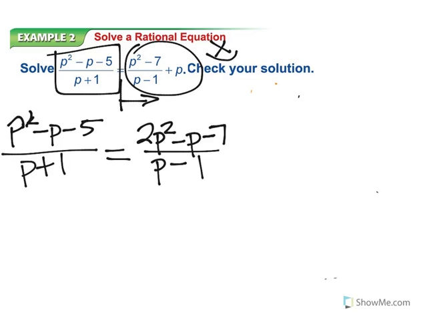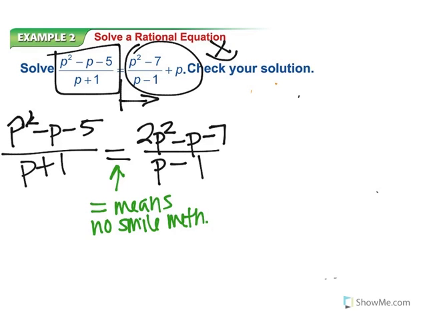From here, we're actually going to cross multiply. Now, since there's an equal sign here, we do not SMILE. Equal means no SMILE method. Okay, all it's going to be is cross multiply.